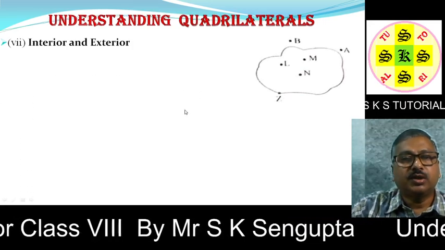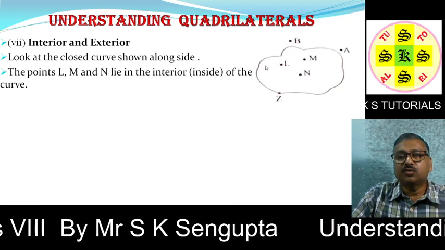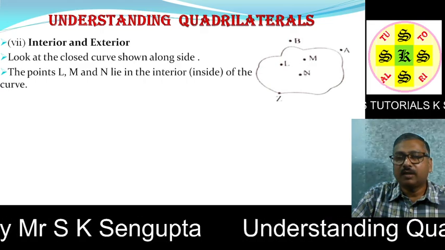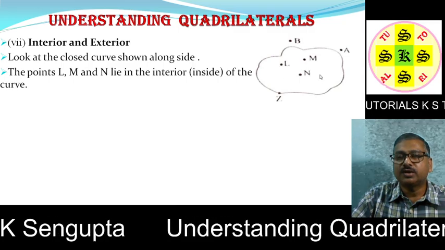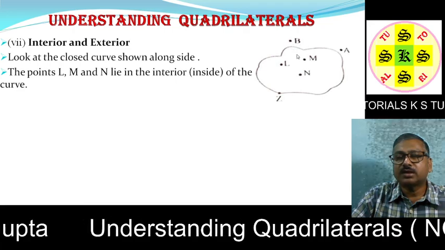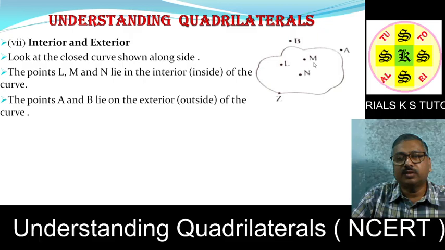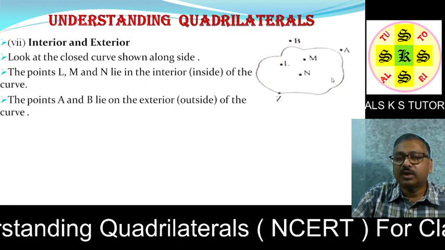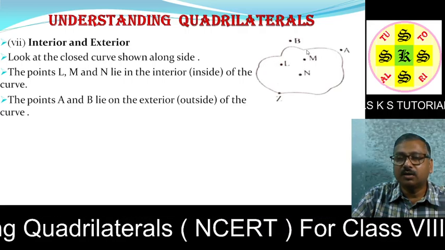So now we'll discuss interior and exterior points. Look at this figure. This is one simple closed curve. Now there are some points, the points L, M, N, which are inside the curve. These are known as interior points, and points A and B are outside the curve. So they are known as exterior points. And the point Z is on the boundary. So this is on the curve. There are three types of points. A simple closed curve divides the region into three parts: interior, exterior, and the boundary.